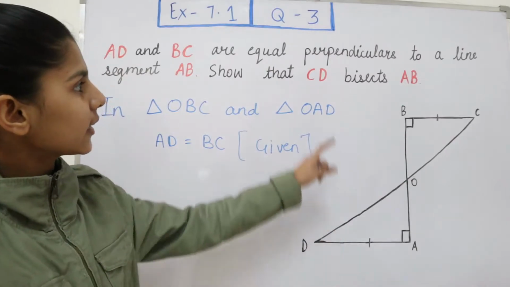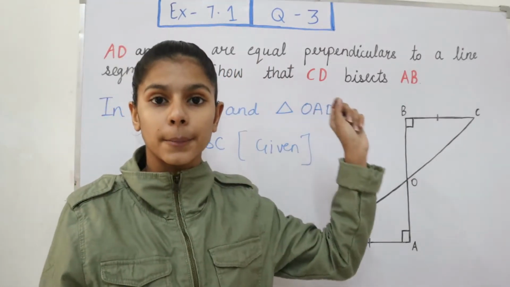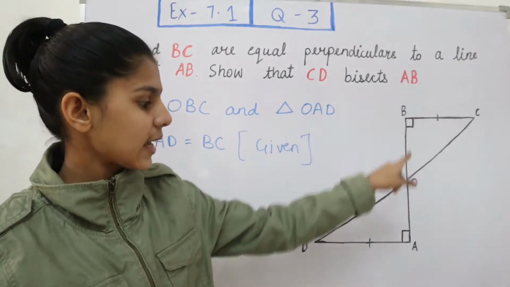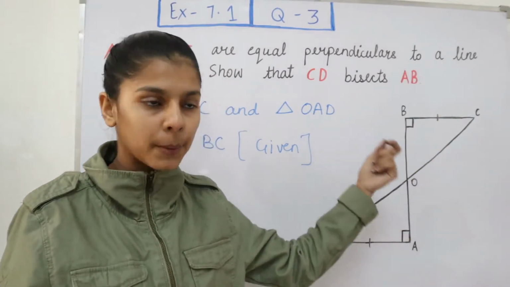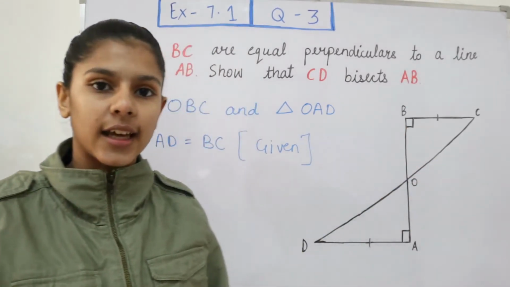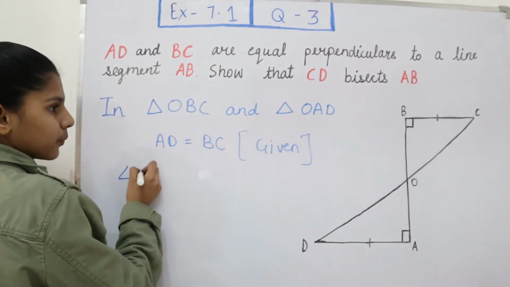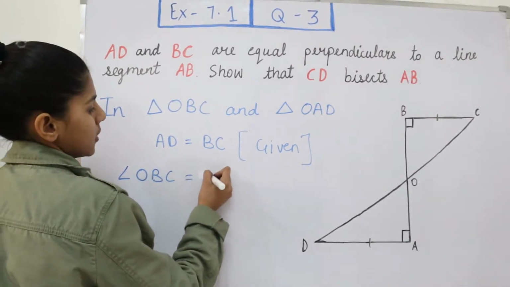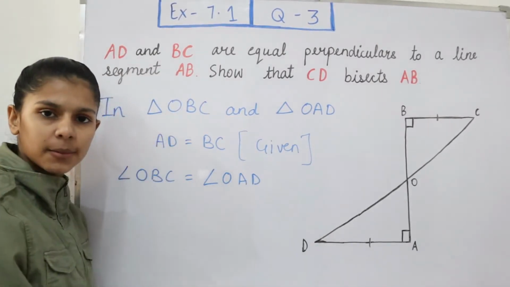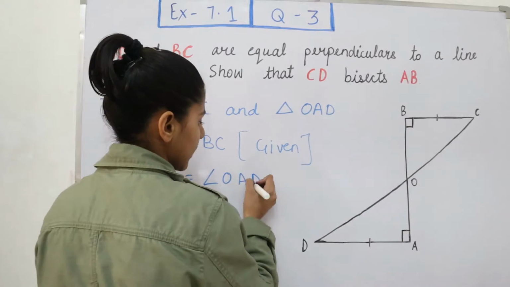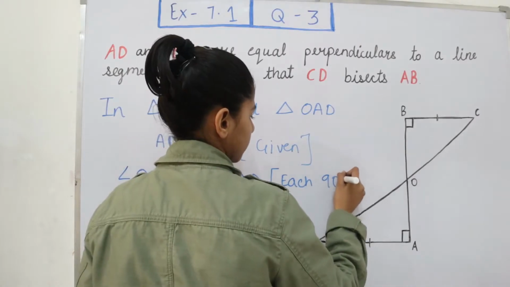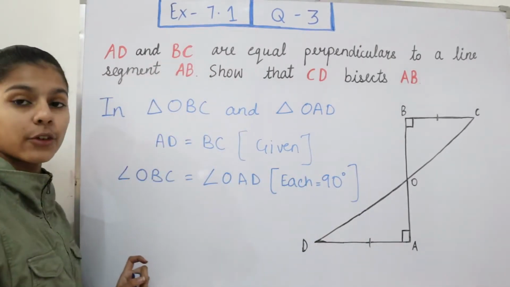As you can see here, it is written that they are equal perpendiculars, and perpendiculars always form a 90-degree angle. So both these line segments AD and BC are perpendiculars, which means they will form a 90-degree angle, and both triangles are having a 90-degree angle. So hence we can write angle OBC is equal to angle OAD, and in the bracket we can write each 90 degrees, because they are 90-degree angles. So we have got two conditions.